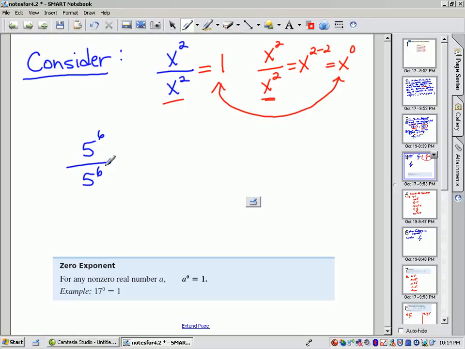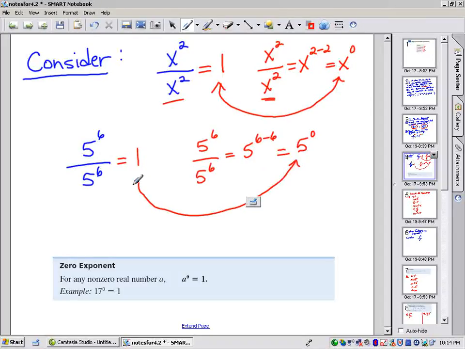Here's another example. 5 to the 6 divided by 5 to the 6, well, we know that has to be 1 because it's something divided by itself. If we use the rules of exponents, 5 to the 6 divided by 5 to the 6th is 5 to the 6 minus 6, which is 5 to the 0. So here again, it must be true that something raised to the 0 power is equivalent to 1. You can check this on your calculator. If you do 5, exponent key 0, you will get 1. A common fallacy is to say that that's 0, but that is not the case.